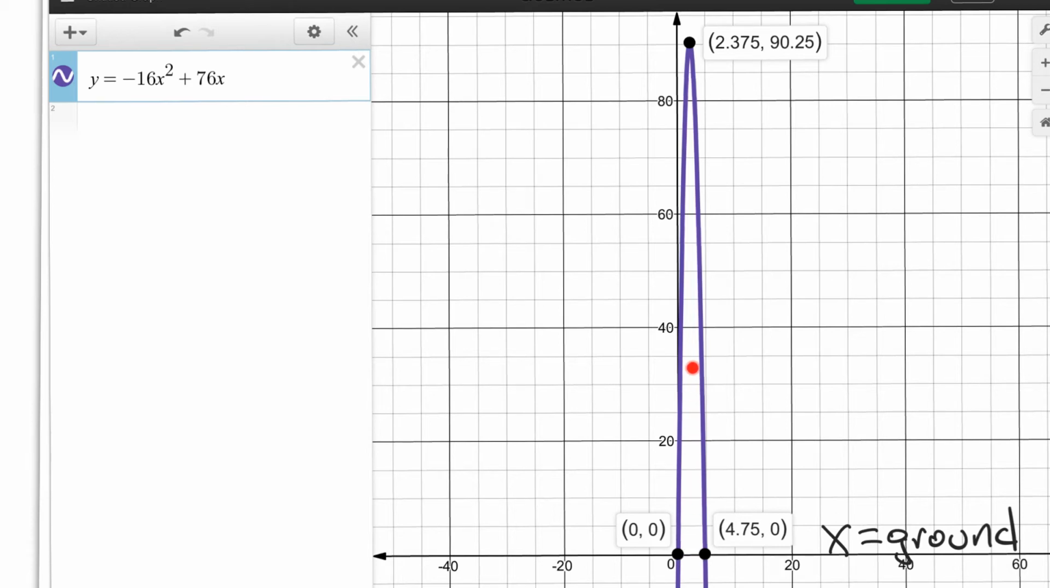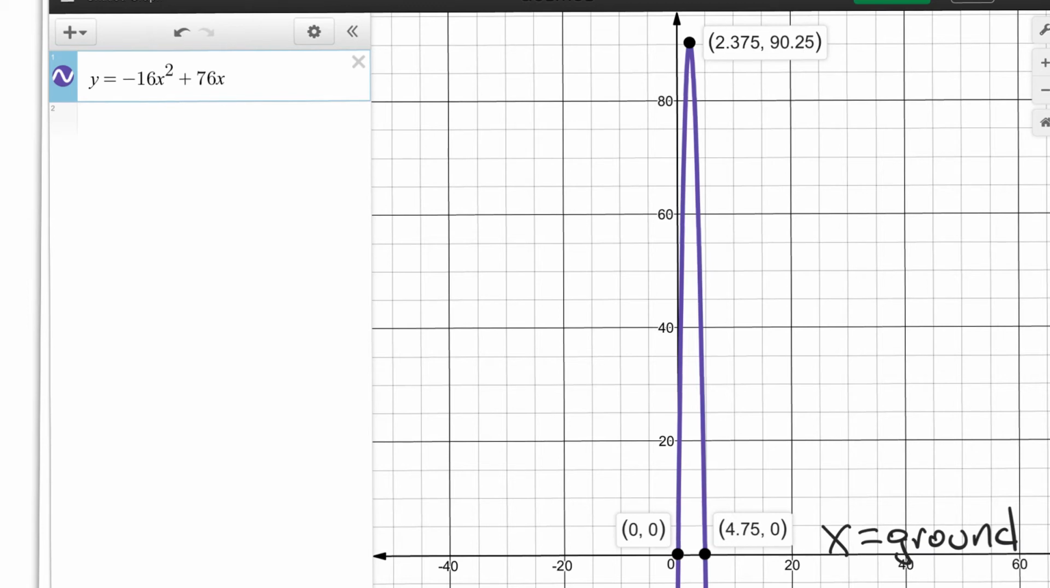So the height is right over here. So imagine the ball is at the origin, and then someone hits the ball. It goes up, and then it comes down, and it hits the ground. Now look at the ball or the point up here. Nothing goes on top of this point because that's where the ball started to come down. So when it hit that point, it came down. So this here is your highest point, and the highest point is at 2.375 and 90.25.